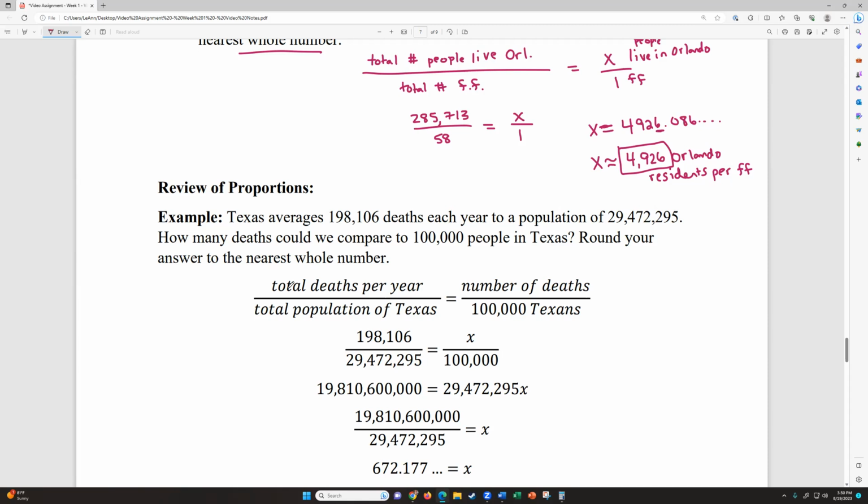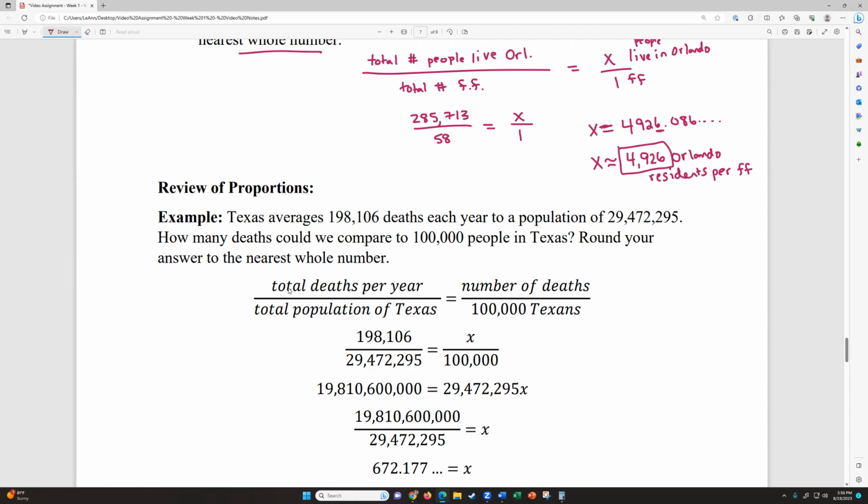So I've got this one pre-worked up so that we can talk through it. It says Texas averages 198,106 deaths each year for a population of 29,472,295. How many deaths could we compare to 100,000 people in Texas? Round our answer to the nearest whole number. So notice I've got my total deaths per year in Texas and my total population of Texas. And I'm relating that down to just how many deaths would that be per 100,000 Texans, okay?